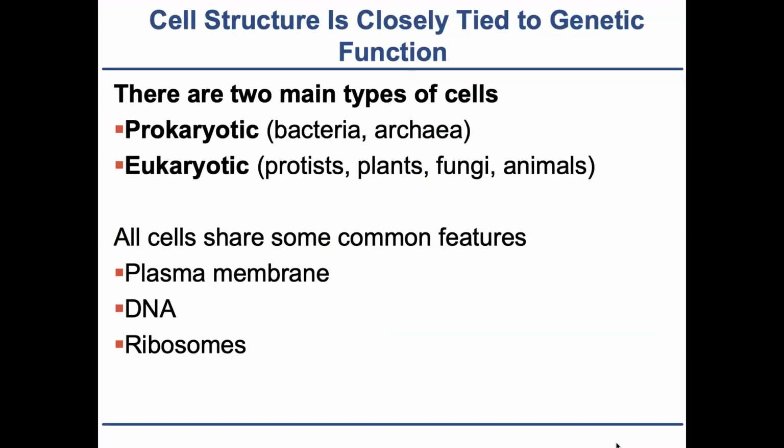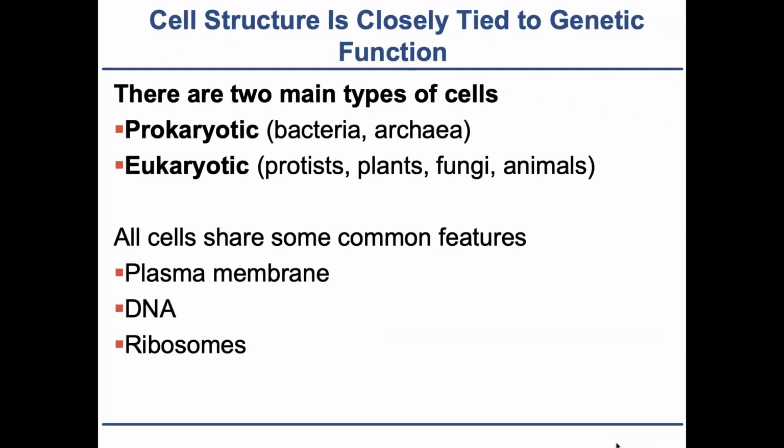So the first, I guess we'll start from the beginning here, is the idea that life as we know it on this planet is cellular based. And there are two fundamental types of cells that you find in living organisms. There's what we call a prokaryotic cell and a eukaryotic cell. So these cells share common features, very basic features.